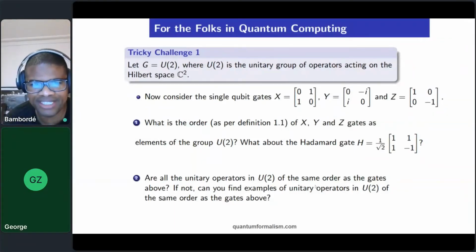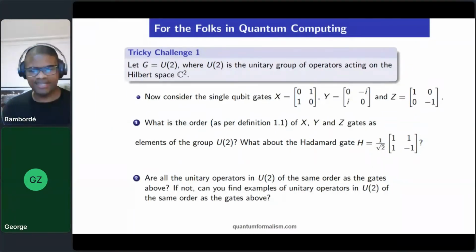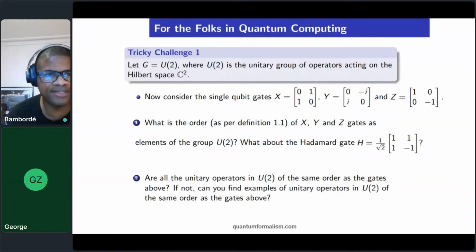This is why I'm saying this is just for the quantum computing people or the physics people. Sohang is a physicist. Quantum mechanics is his bread and butter, so he knows this.